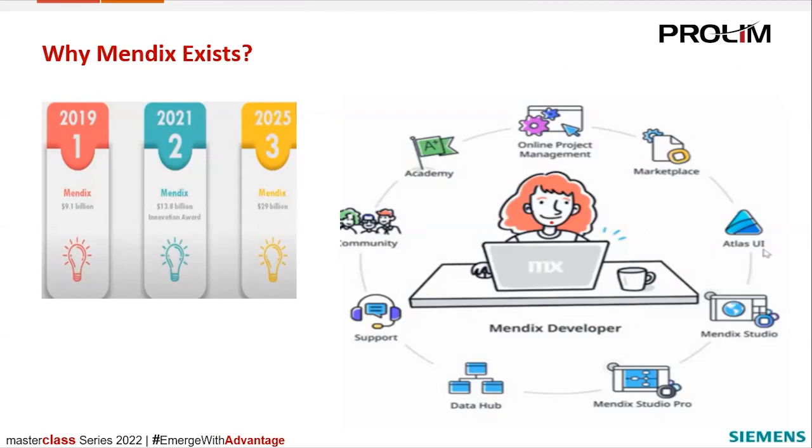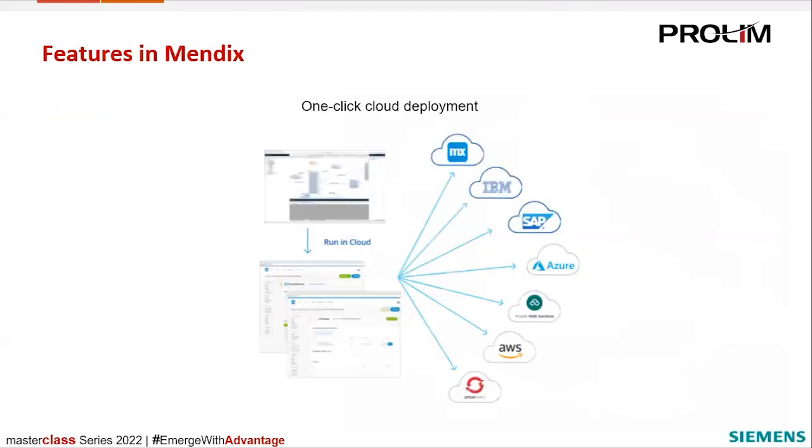Moving on to the next slide. Some of the features in Mendix: one-click cloud deployment. With other platforms, we need Azure or AWS to deploy the project or application, and we need to pay for them, right? For security or something like that, we need to pay for them.